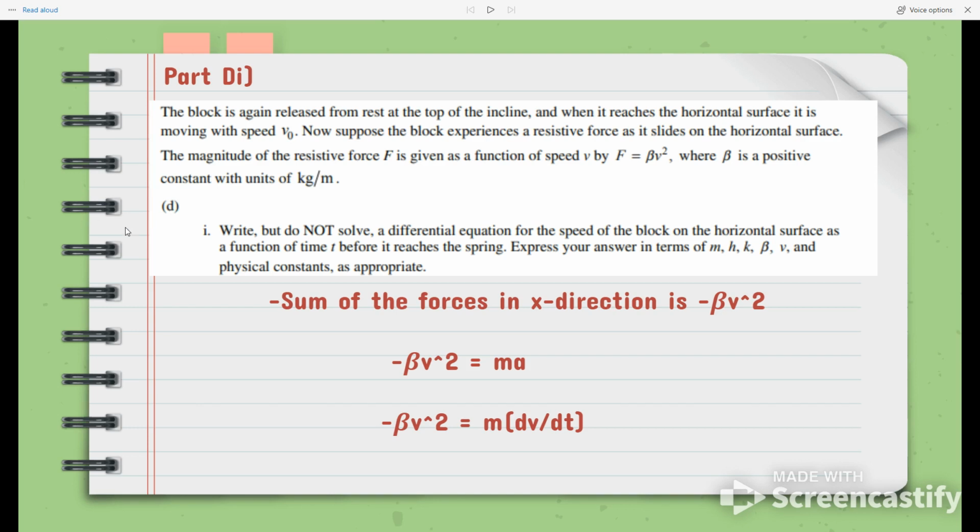The forces in the y direction are not needed for this problem, but the sum of the forces in the x direction is negative beta v squared. And once again, the drag force here is negative because it is acting in the negative direction against the motion of the object. As a result, we have ma equals negative beta v squared, and replacing a with dv dt converts this into a differential equation. So our final answer here will be negative beta v squared equals m multiplied by dv dt.